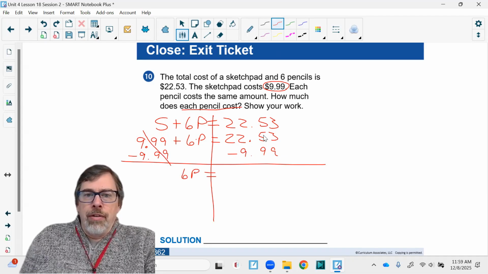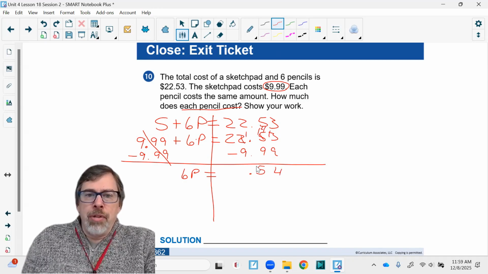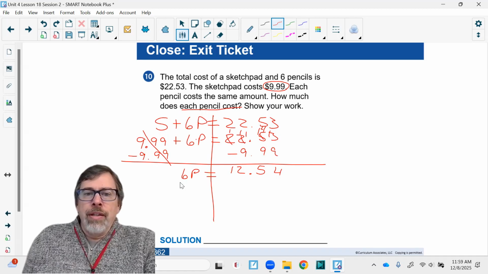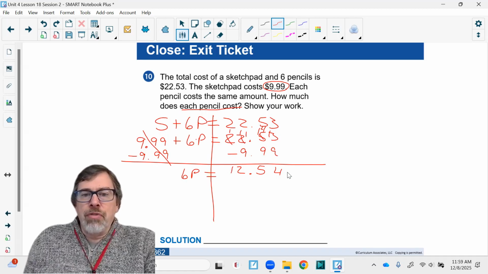This we need to do some borrowing. 4, 2 to 1, 14 minus 9 is 5, put a decimal. 2 to 1, 11 minus 9 is 2, bring down your 1. So 6P equals 12.54. That's how much 6 pencils cost, $12.54.